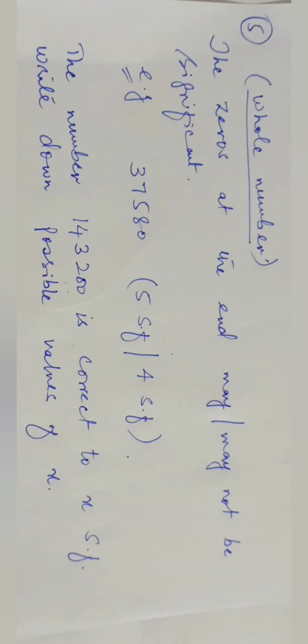Now we have the last rule, which says that the zeros at the end may or may not be significant. Remember, this rule is only applicable for whole numbers. We have 37,580, which is a 5-digit number. If I count each one of them, I will get 5 significant figures. But as per the rule, I can ignore the last 0. So I will get 4 significant figures. Both answers are correct.